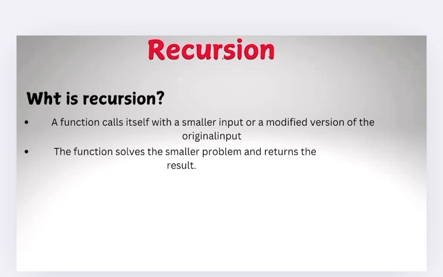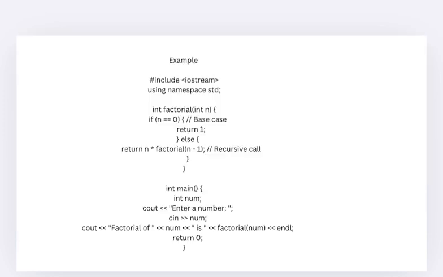Recursion. First, what is recursion? A function calls itself with a smaller input or a modified version of the original input. The function solves the smaller problem and returns the result. This is an example of programming using recursion.